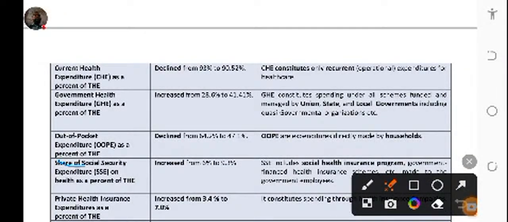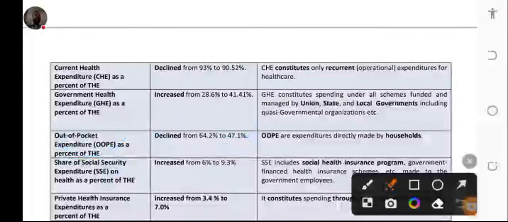government, including quasi-government organizations. Out of pocket expenditure as a percentage of THE declined from 62.6% to 47.1%. OOP are expenditures directly made by the household. Share of the social security expenditure on health as a percentage of the total health expenditure increased from 6% to 9.3%.